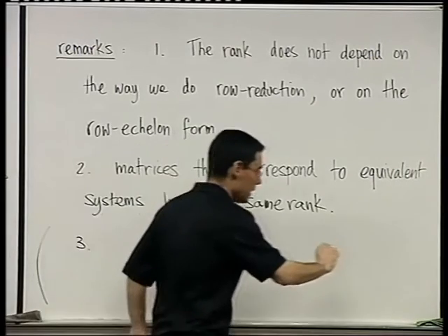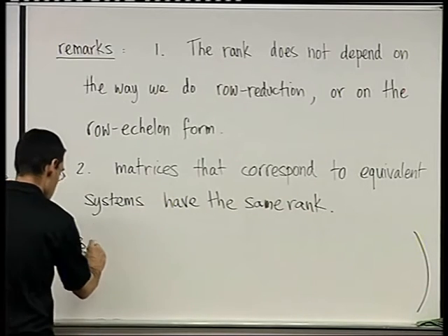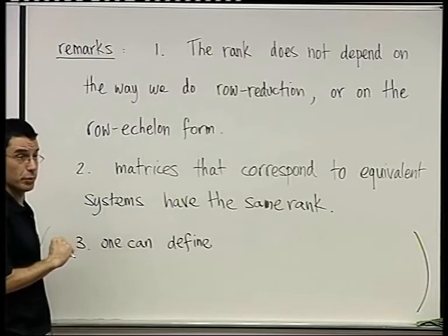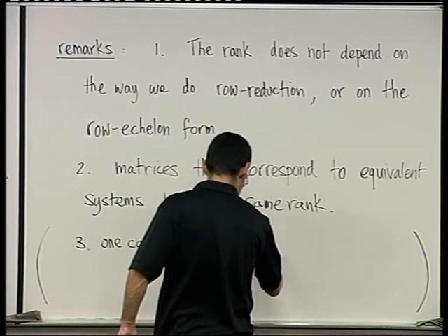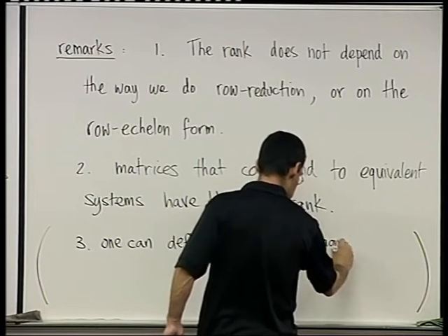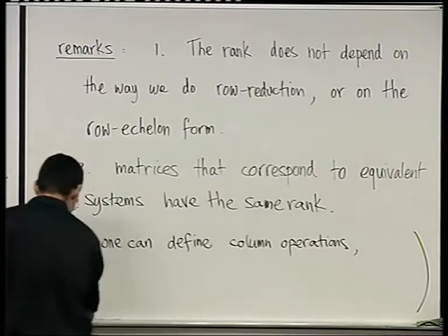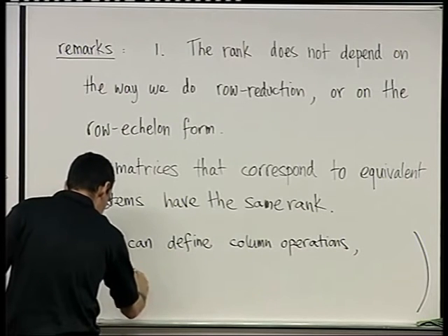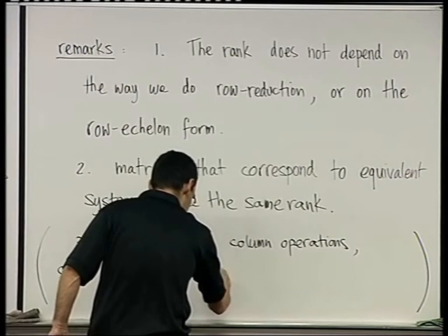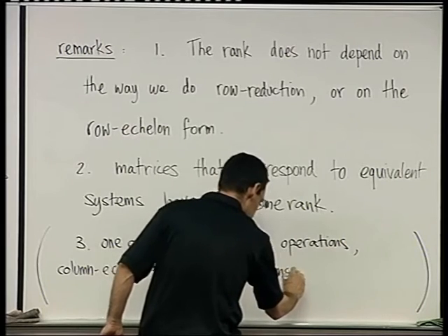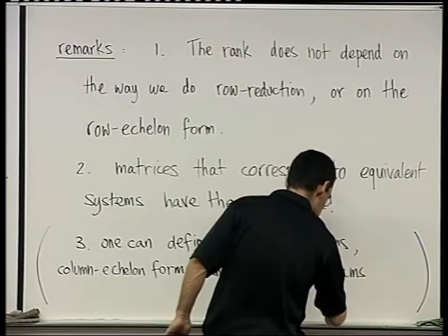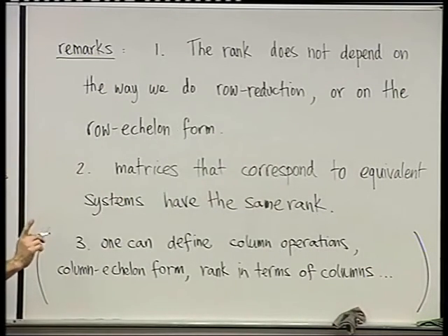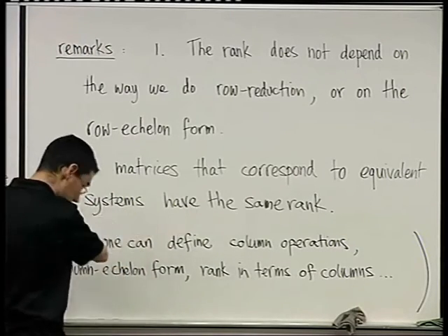So remark number 3, I'm really going to put in parentheses here and write, one can define. It's straightforward how to do it. Just replace row by column throughout. Define column operations, elementary column operations, column echelon form, rank in terms of columns. Dot, dot, dot. Okay. But it's not related to systems, and that's why we don't do it. That's why it's in parentheses here.